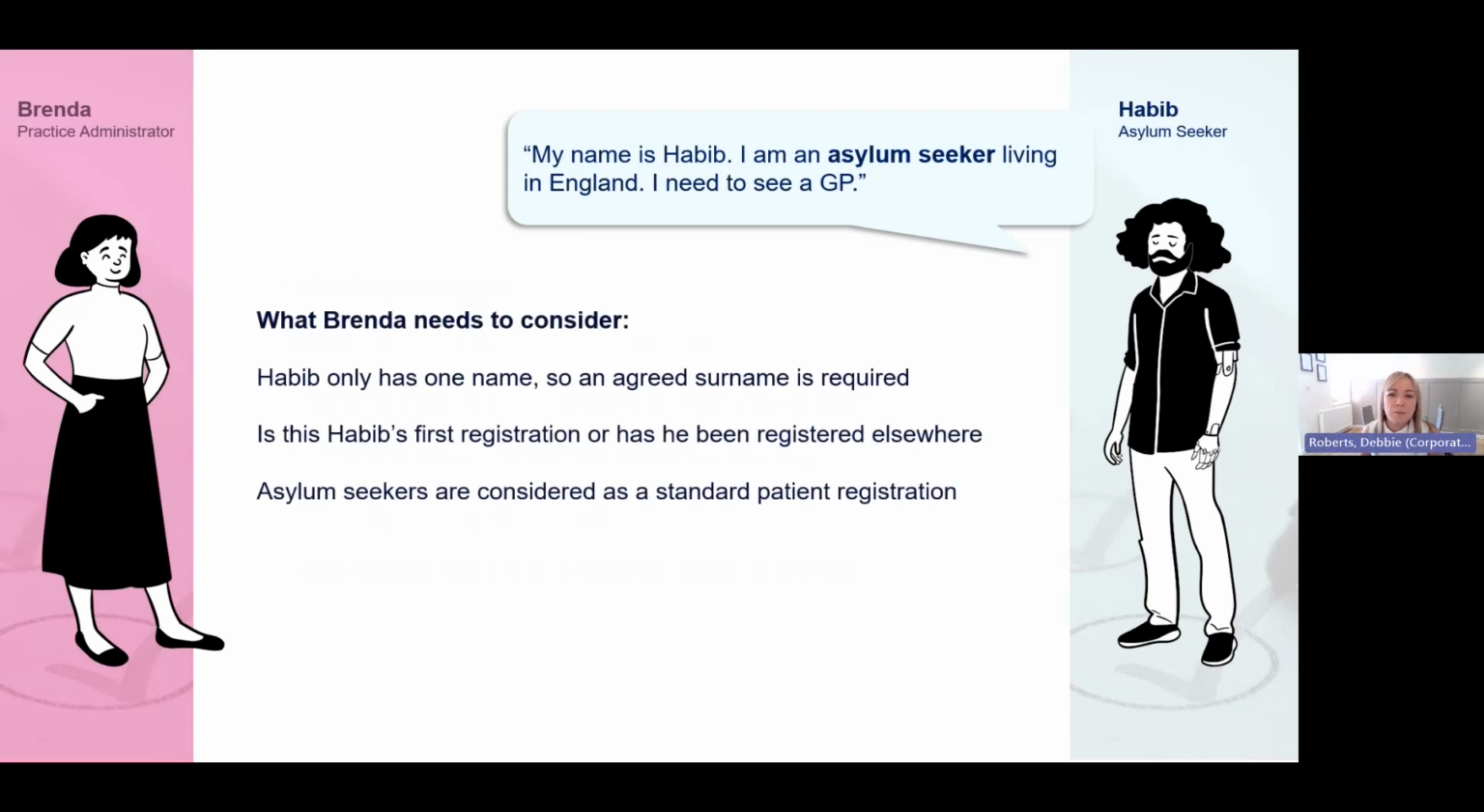So just a couple of things that Brenda is going to need to consider when she is registering Habib. Now, Habib only has one name, so an agreed surname is required. She'll need to ask whether it is Habib's first registration or consider if he's been registered elsewhere. And just remember that asylum seekers are considered as a standard patient registration.